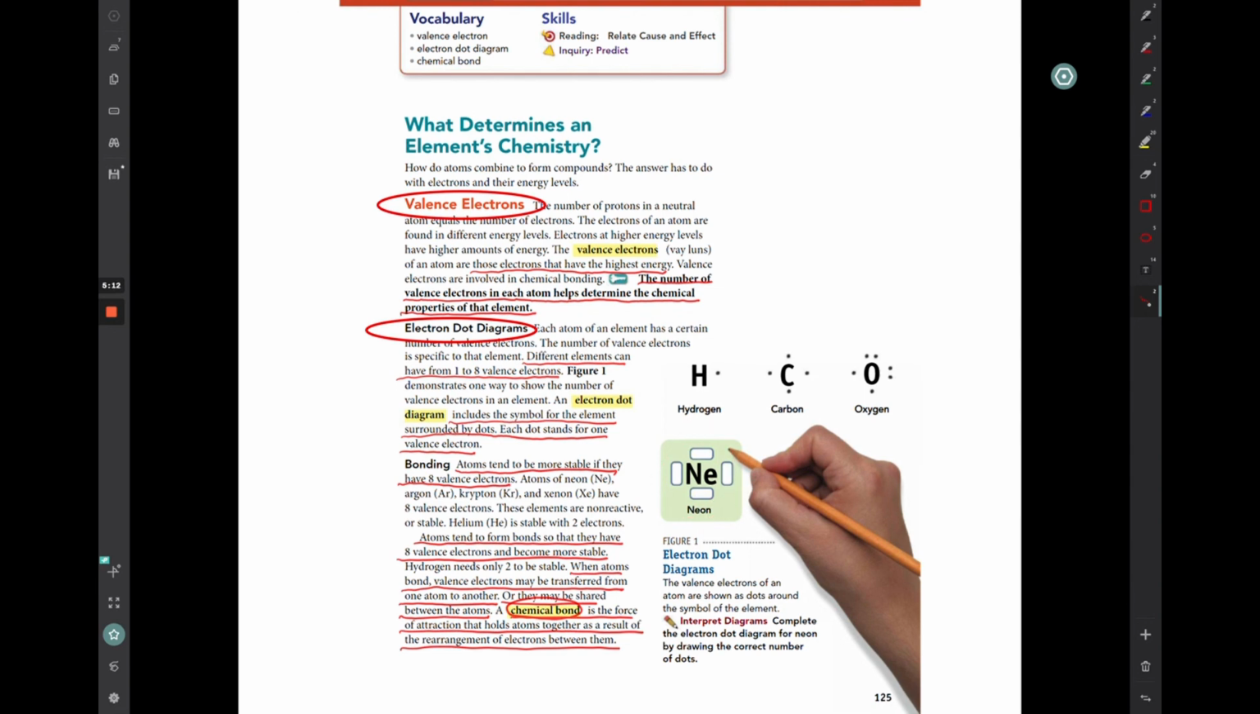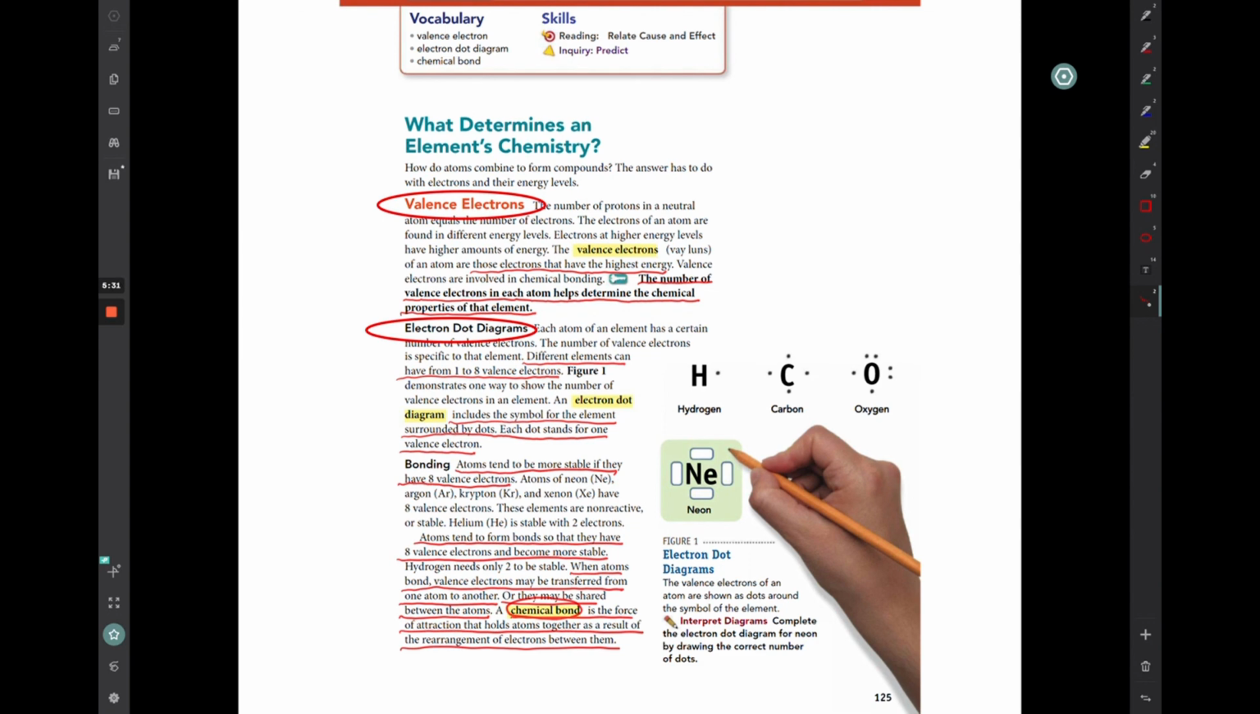So look at your periodic table. Find neon, which is number 10 on your periodic table. There's a periodic table on the next page on 126. So if you look on page 126, find neon, which is number 10 on the periodic table.